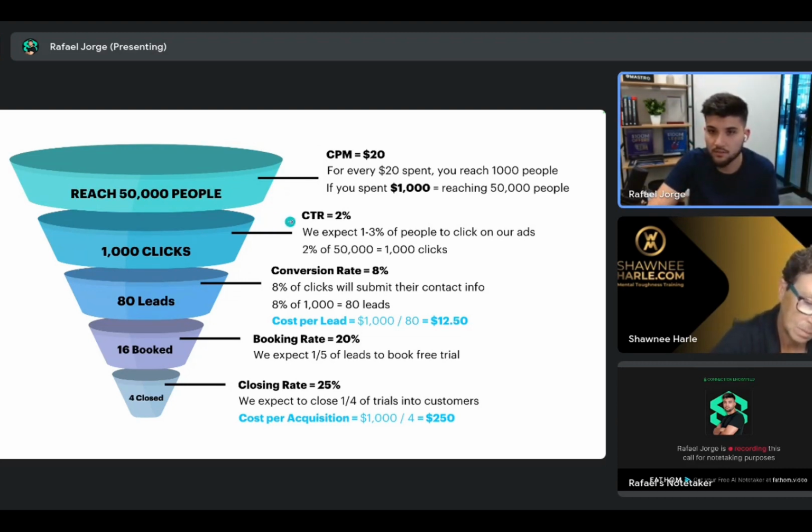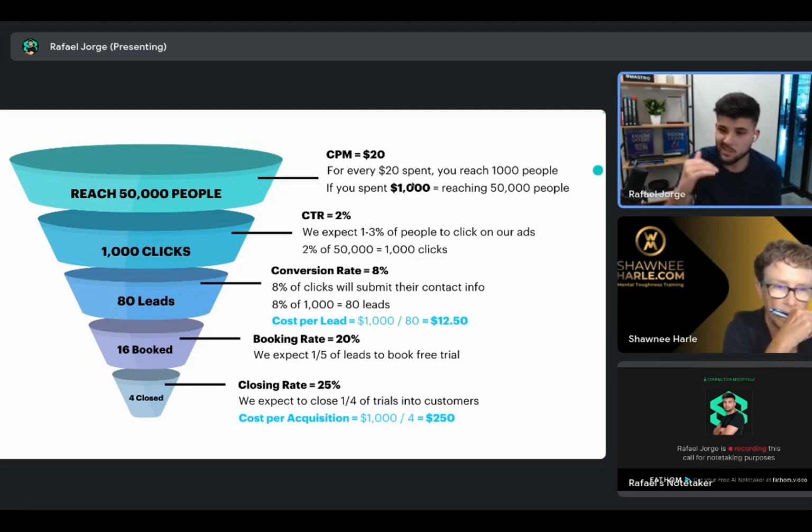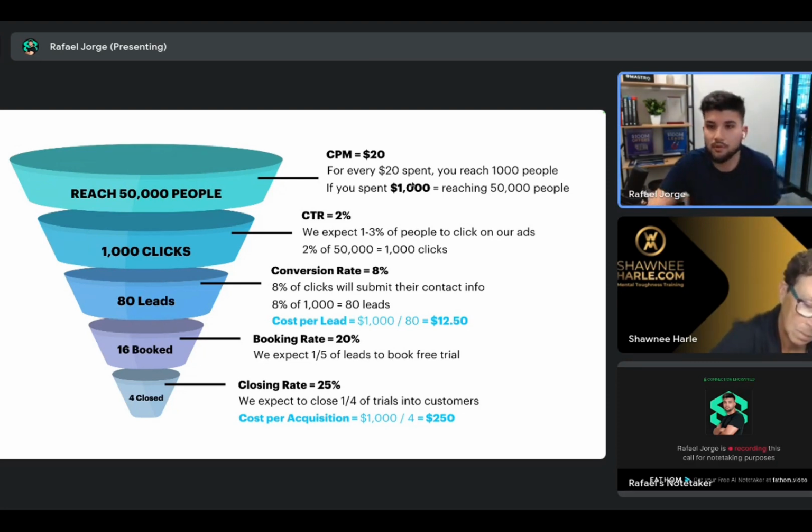CTR stands for click-through rate, and that's basically the percentage of people that saw your ad and actually clicked on it. You want to aim for a CTR above 1%. If your CTR is below 1%, that means that your ad is the problem, not anything else, because it's not getting enough attention to get clicks. So in this example, I'm going to say that our click-through rate is 2%. If 2% of the 50,000 people click, that's about 1,000 clicks.